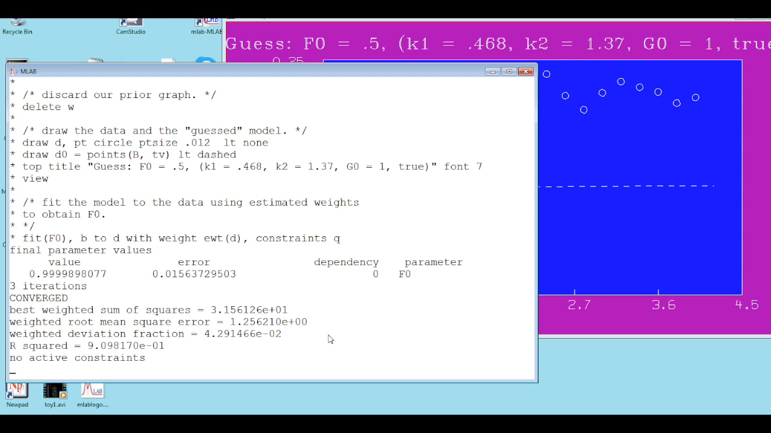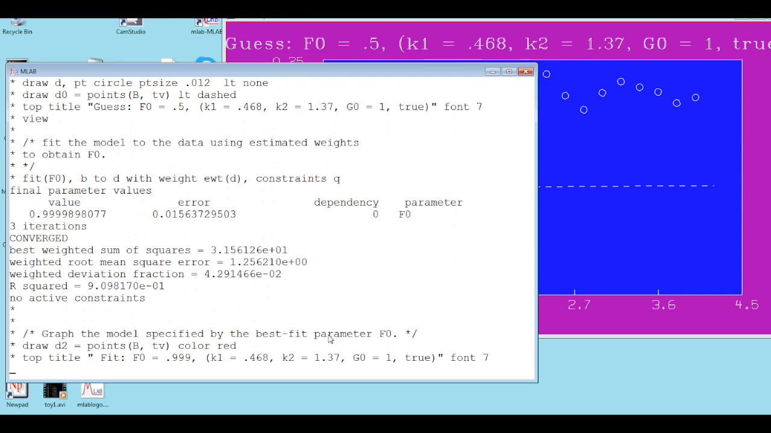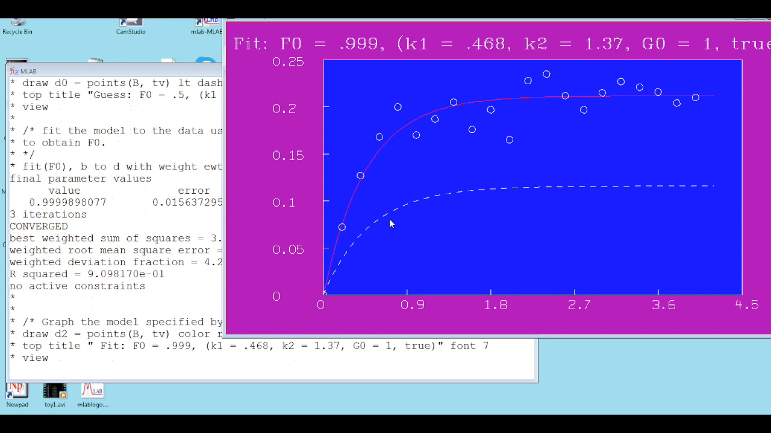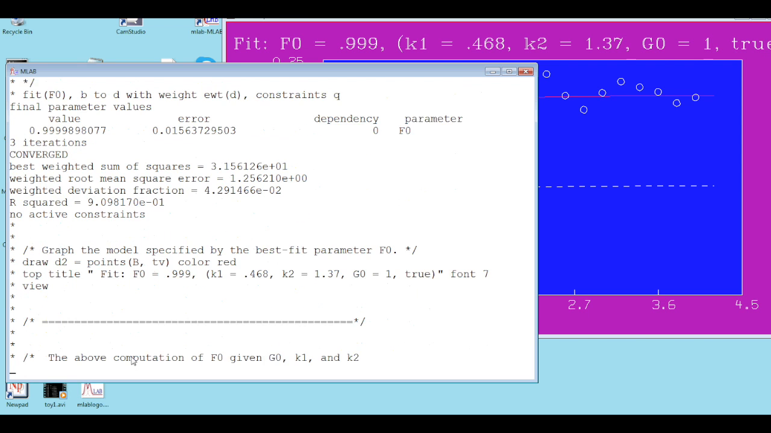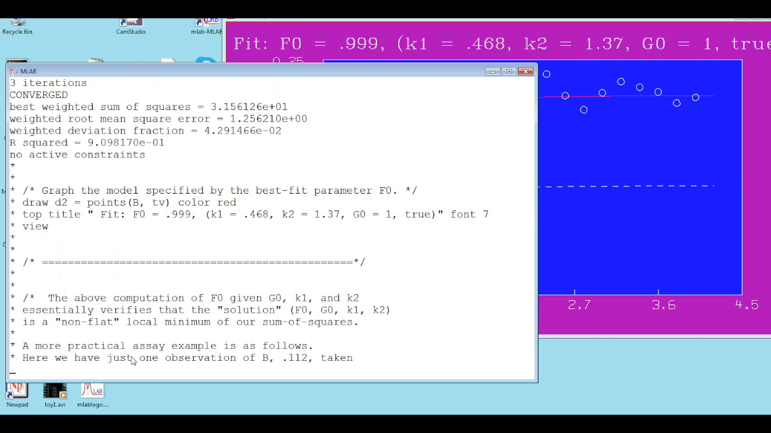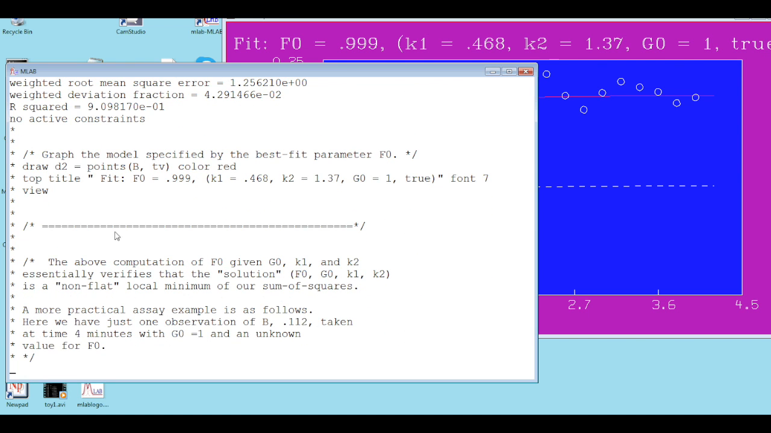Okay, so now continuing, we will graph the best fit model again, and guess what? We get right back to the same one we had before. So there we are. But continuing, and here's a remark, a comment that says what we just said verbally. The above computation just verifies that the solution is a nice local minimum of the sum of squares, and you can't change these things very much and stay at the minimum.